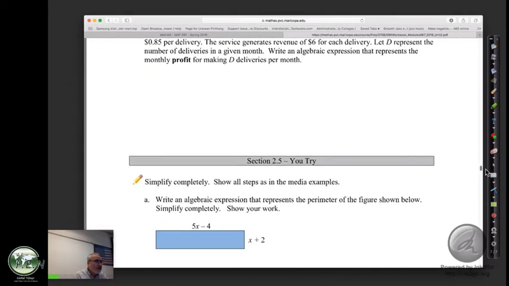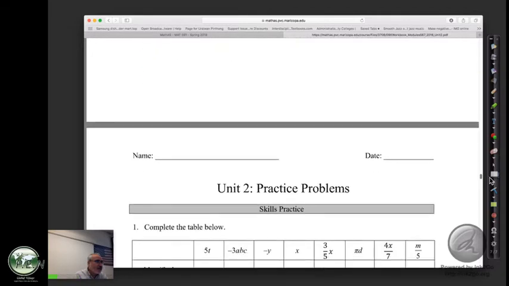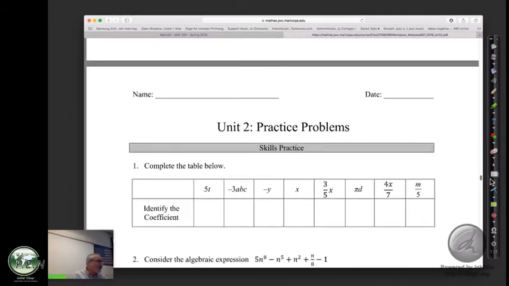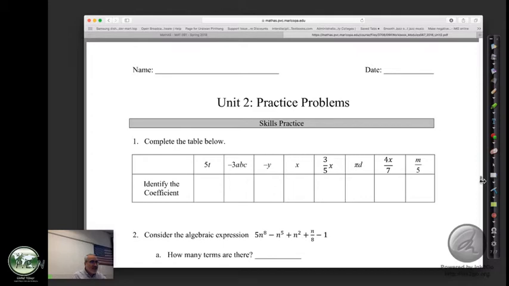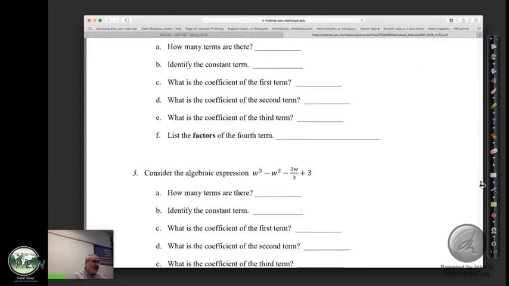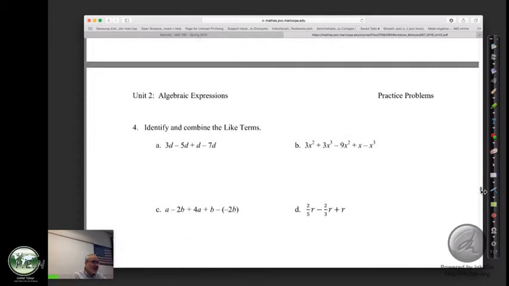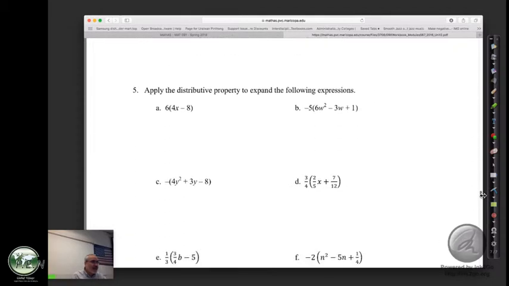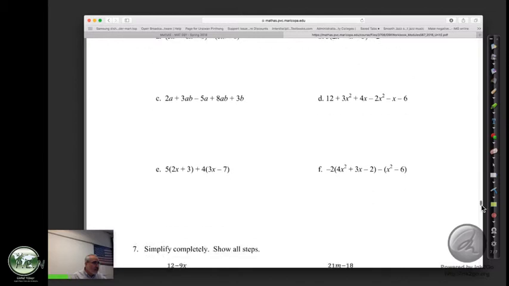So there's a few more expressions, and then there's a You Try, and then we're into practice problems, which means we're back to where we started. A lot of times I'll go to the practice problems first, but I could use either one. These are very similar to what we were doing at the beginning. Just some more practice problems.